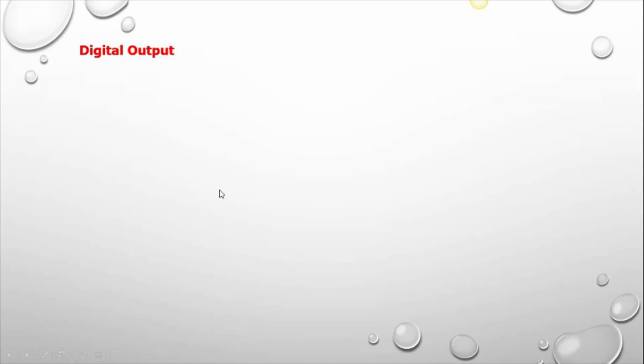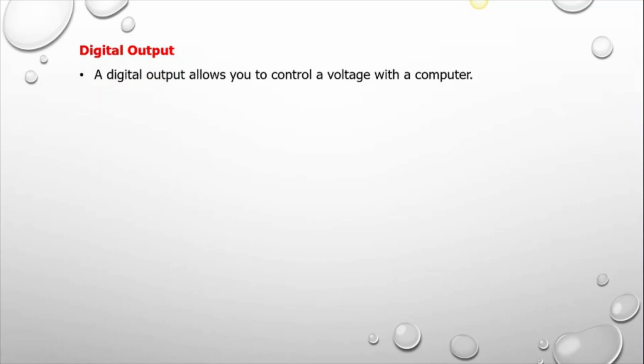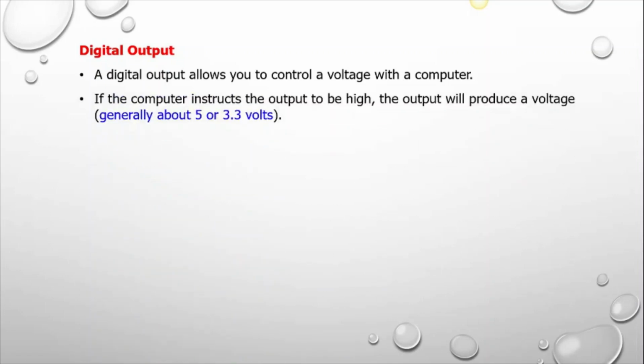So now we move to the digital output. So what is digital output? Digital output normally allows you to control a voltage with the computer. However, the output voltage is normally 5 or 3.3 volts. If you're using a TTL system or TTL pin, it will give you 5 volt, for example like Arduino microcontroller, or otherwise if you're using CMOS technology, it will give you 3.3 volt.